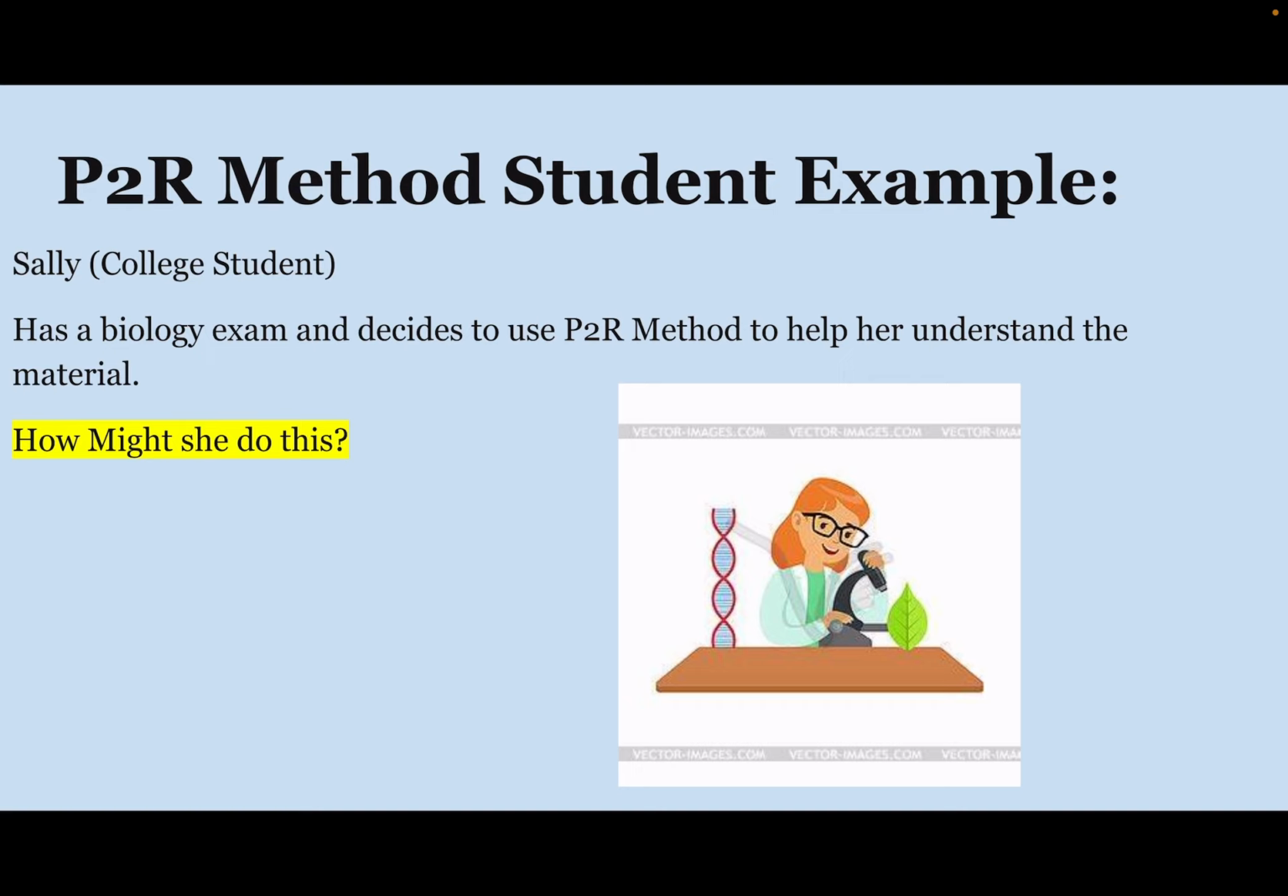After she finishes reading, Sally takes some time to reflect on what she's learned and summarizes the main points in her own words. Finally, she reviews the material to reinforce her learning and goes back and rereads sections of the chapter. By using the P2R method, Sally is able to approach her biology reading in a more structured and deliberate way, which helps her understand the material better and perform well on her upcoming exam.